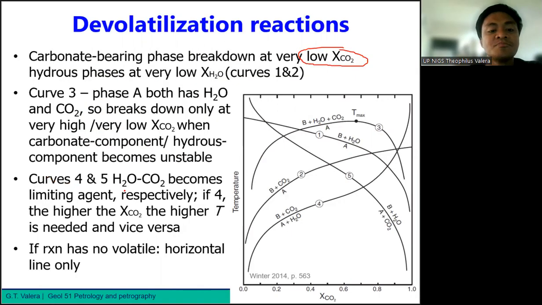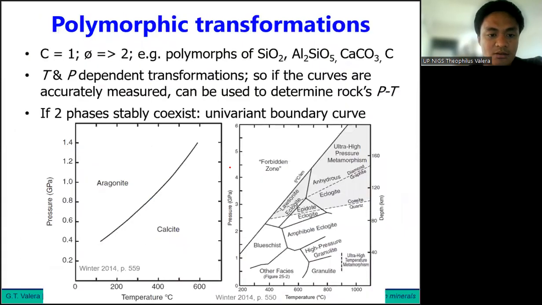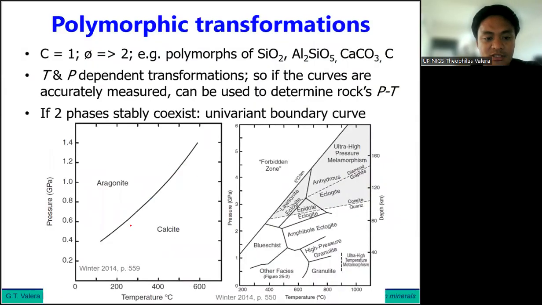Curves 4 and 5, you have water and carbon dioxide becoming the limiting agent. For curve 4, the higher the XCO2, the higher the temperature needed, and vice versa. If a reaction has no volatile, then it's a horizontal line in this TX diagram. So if you notice this curve here, it's not linear, not a straight line, because it is dependent on CO2.